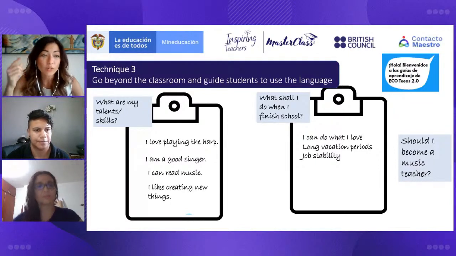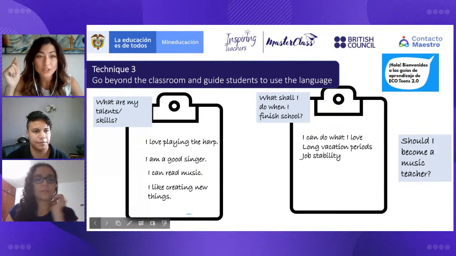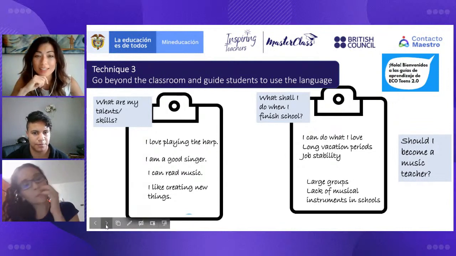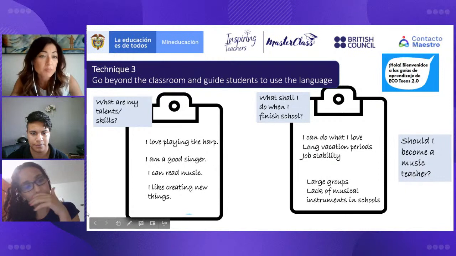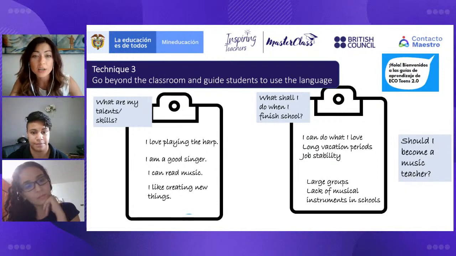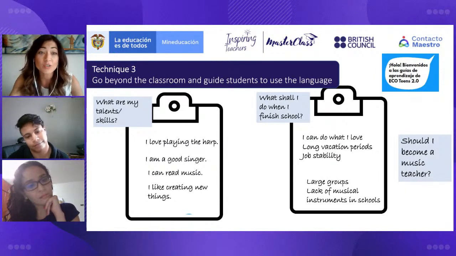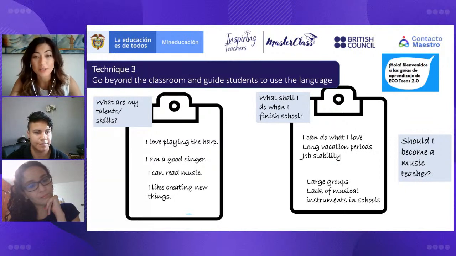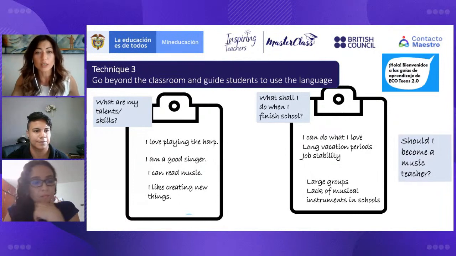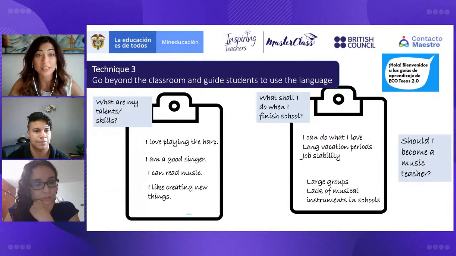But I also had other cons. Let's see what cons I had. Large groups sometimes could be problematic, right? Lack of musical instruments. If you're a music teacher, and probably there are not enough musical instruments, that could be problematic, right?